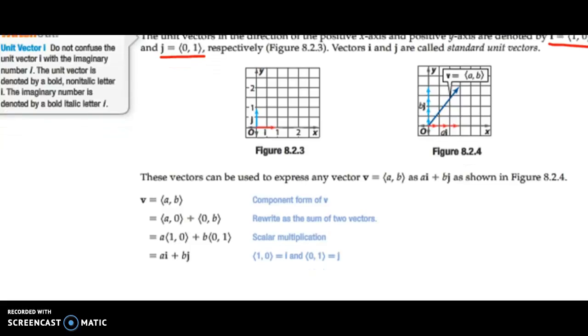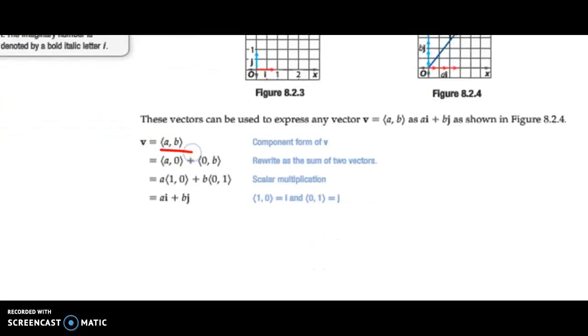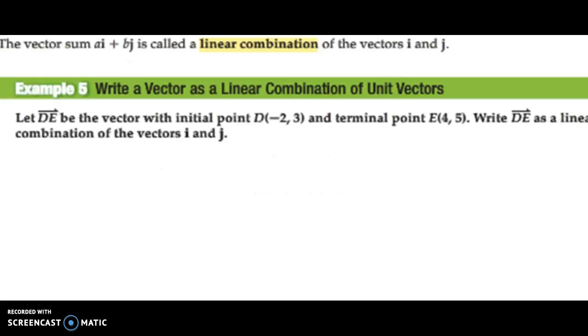So if we had some vector in component form a, b, we could really write that the same as component a, 0 and component 0, b. So that's the same as a times component 1, 0 and b times component 0, 1, which is this form right here. And this has a special name, ai plus bj. That's going to be called a linear combination of the vectors i and j.